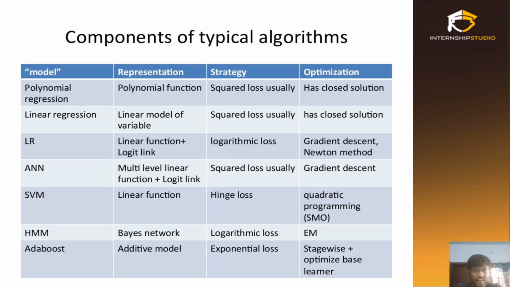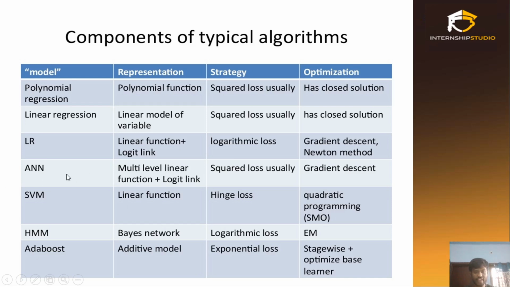And what are the components of typical algorithms? If you see linear regression, you have a linear model and a squared loss, and it has a closed-form solution directly, whatever the mean square solution that we are trying to get. In the logistic regression case, you have a linear function and a logit. So we have a logarithmic loss that we have defined, and we have to use a gradient descent kind of optimization algorithm. Even the ANNs, the artificial neural networks, also have a logit link, and for that also you need a gradient descent kind of optimization algorithm.